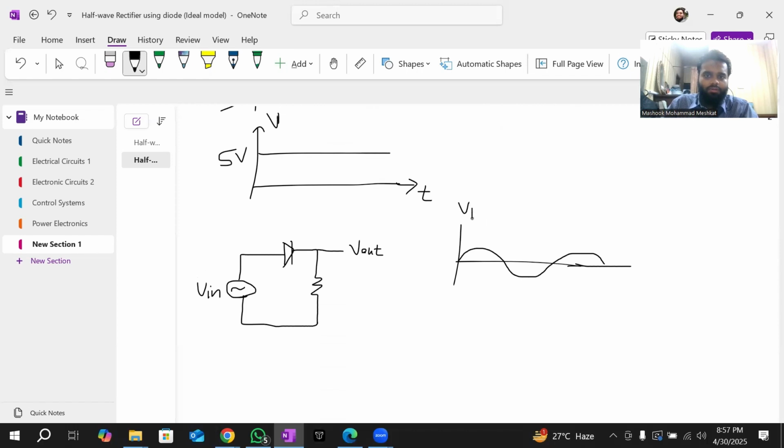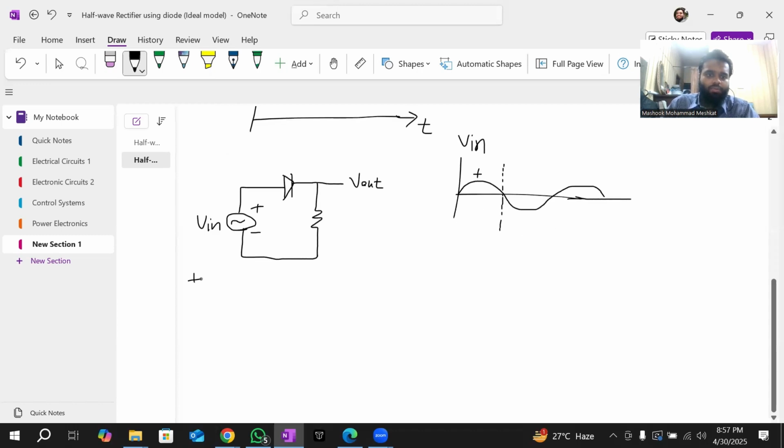These are V in. So now I'm going to consider cycle by cycle. First of all, I'm going to consider the first half cycle, which is this part, right? At this point, my V in is positive. So what is my terminal? My terminal is the upper part is positive, the lower part is negative. So let's consider the positive half cycle.